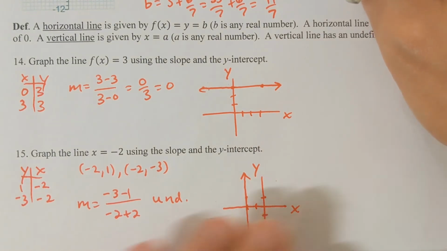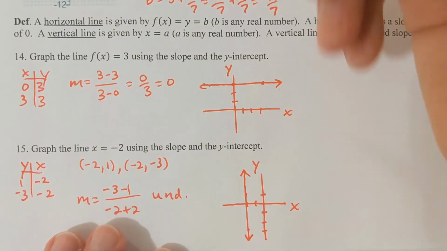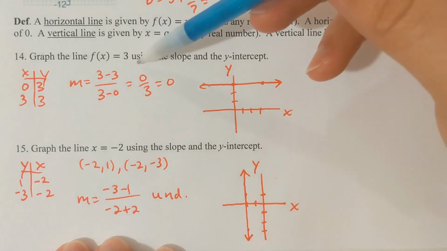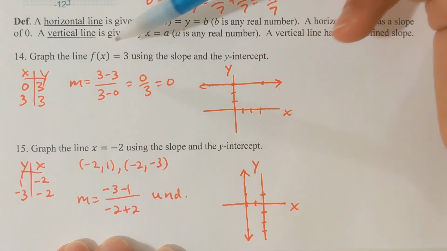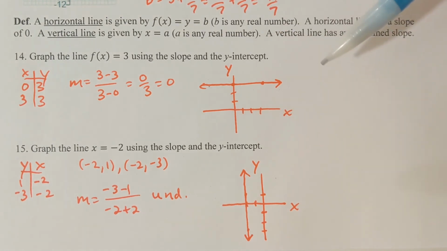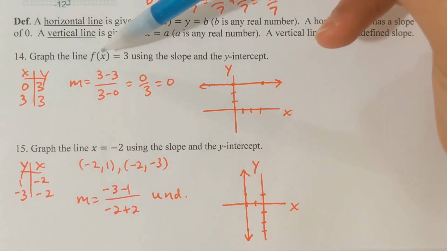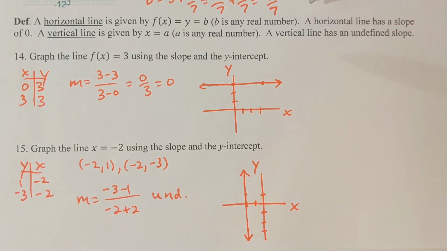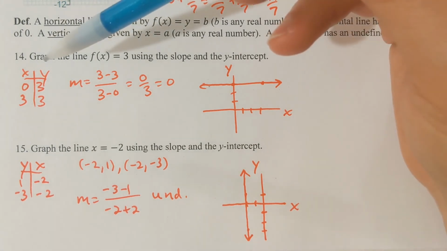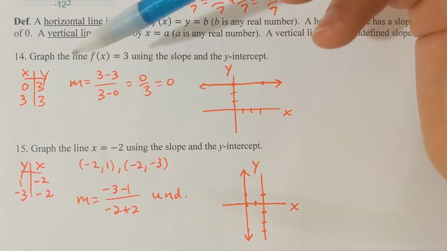Okay, let's take a look at problems 14 and 15. We're working with a horizontal line and then a vertical line here. Graph the line f of x equals 3 using the slope and the y-intercept. Okay, so I can know right away that this is a horizontal line. The slope of a horizontal line is always 0. I need 2 points to compute a slope.